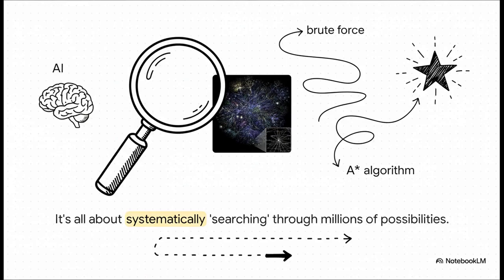We'll start with the simple, kind of slow brute force method, and then we'll reveal the secret ingredient that makes search so smart, something called heuristics, focusing on one of the most famous search algorithms ever, A*.